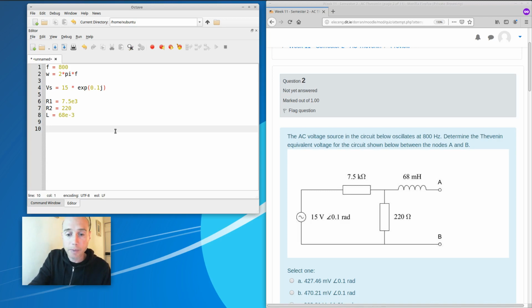So let's put that in. Z1 equals R1, Z2 equals R2, Z3, excuse me, is equal to j omega L.